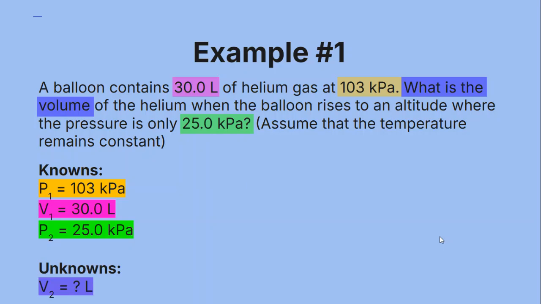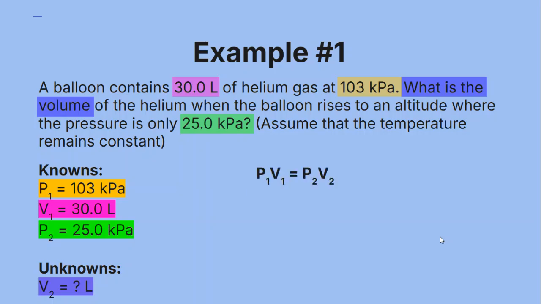Keeping in mind, when we use the equation for Boyle's law, our pressures, just like with the dilution equation, to make a connection for you, the pressures need to be in the same unit and the volumes need to be in the same unit. It does not matter what those units are, as long as they're the same on both sides of the equation. So that's how I know my V2 will be in liters, because my V1 is in liters.